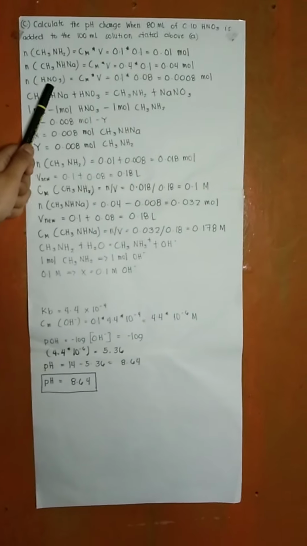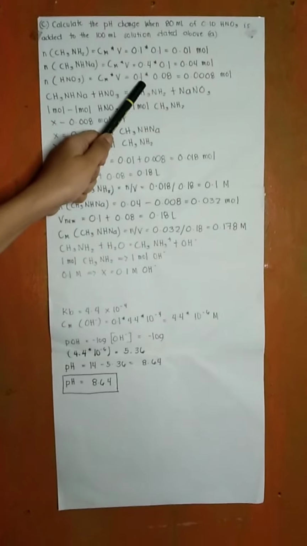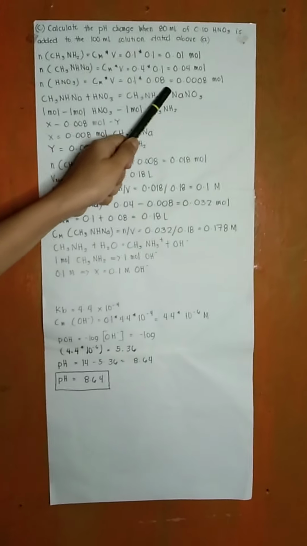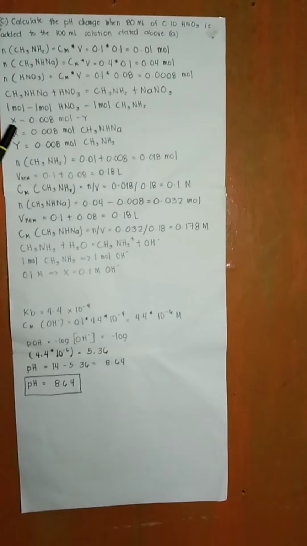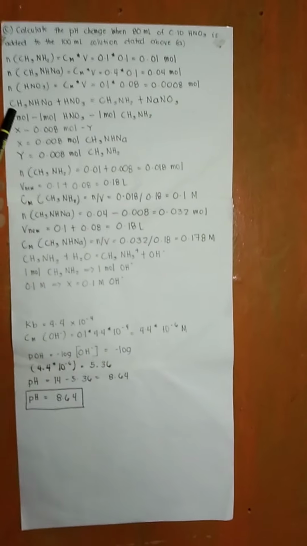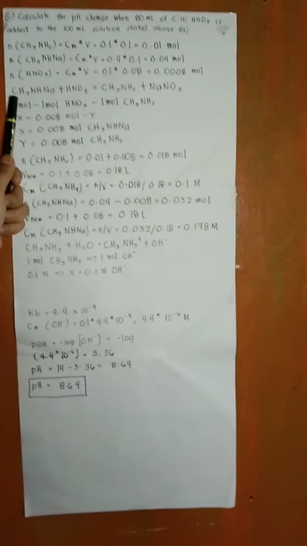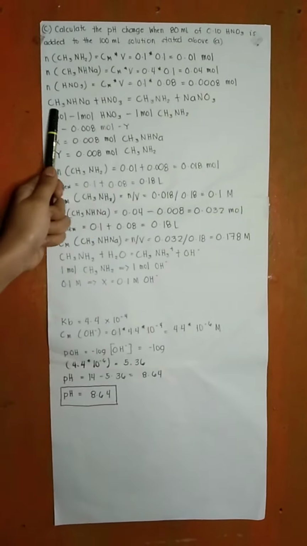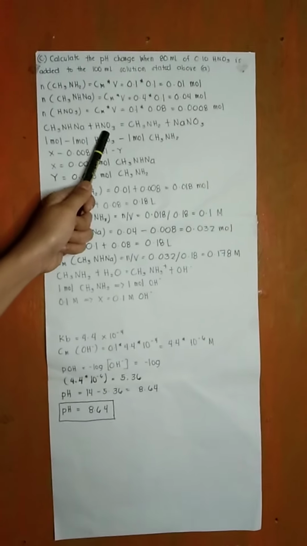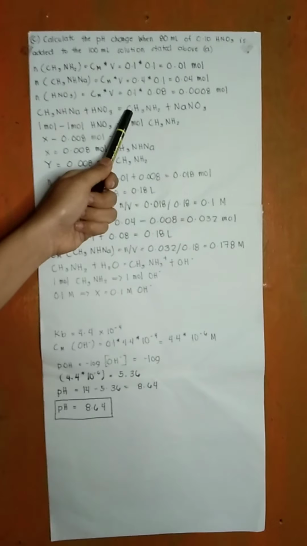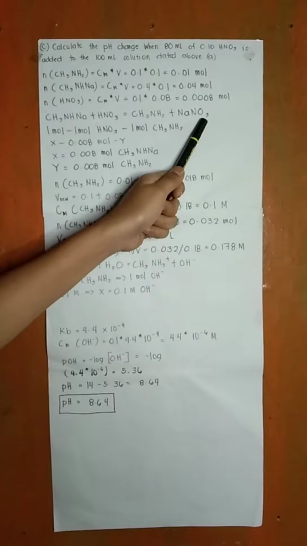N of HNO3 equals Cm times V equals 0.1 times 0.08. The answer is 0.008 mole. This is the balanced equation. CH3NHNa plus HNO3 equals CH3NH2 plus NaNO3.